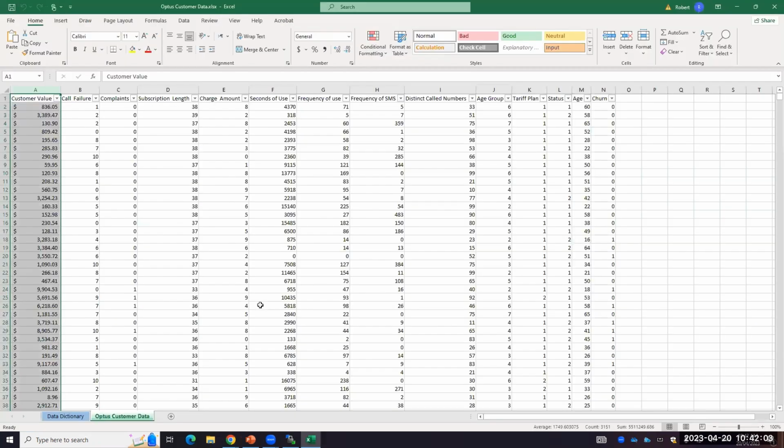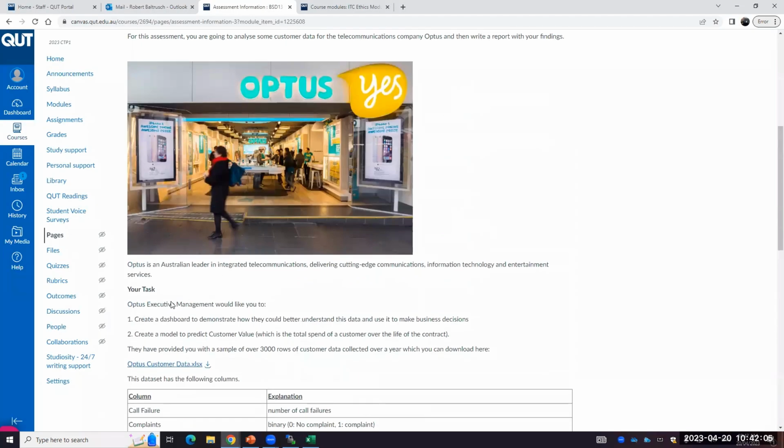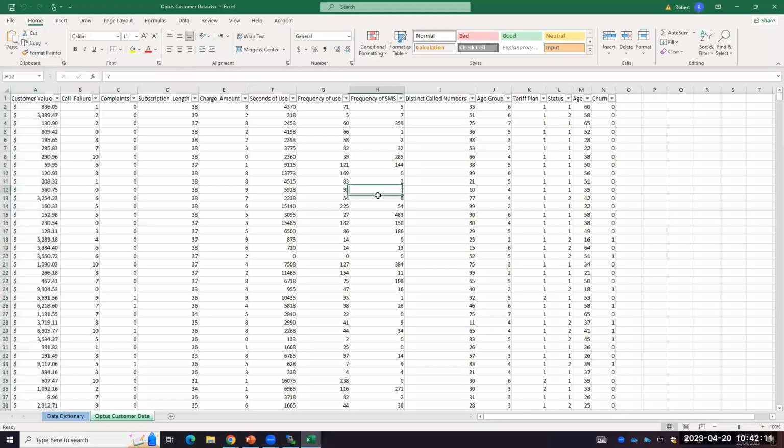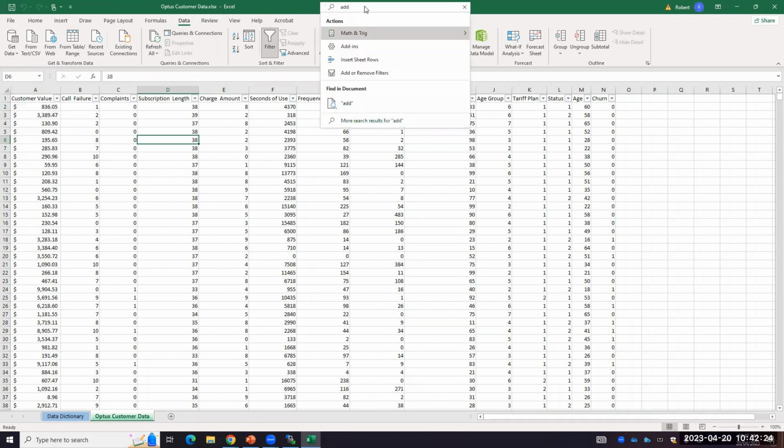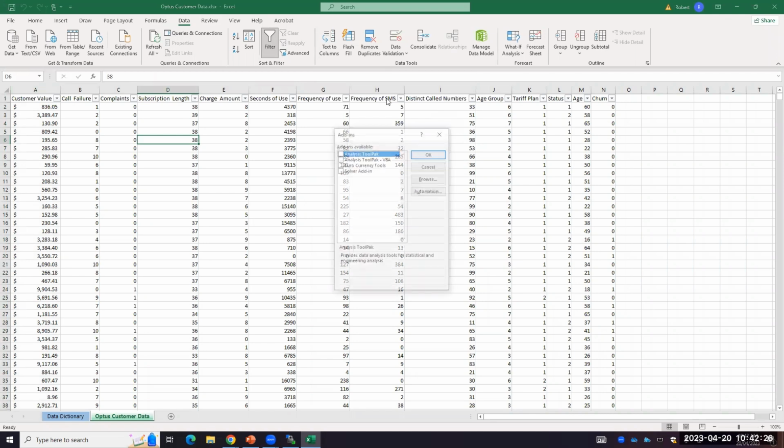And so let's think about this data. Let's think about task number 1: create a dashboard to demonstrate how they could better use this data to make better business decisions. So I would just think about what we're seeing here. One simple thing you could think about doing is, for instance, running descriptive statistics. So if we go to, let's quickly add ins.